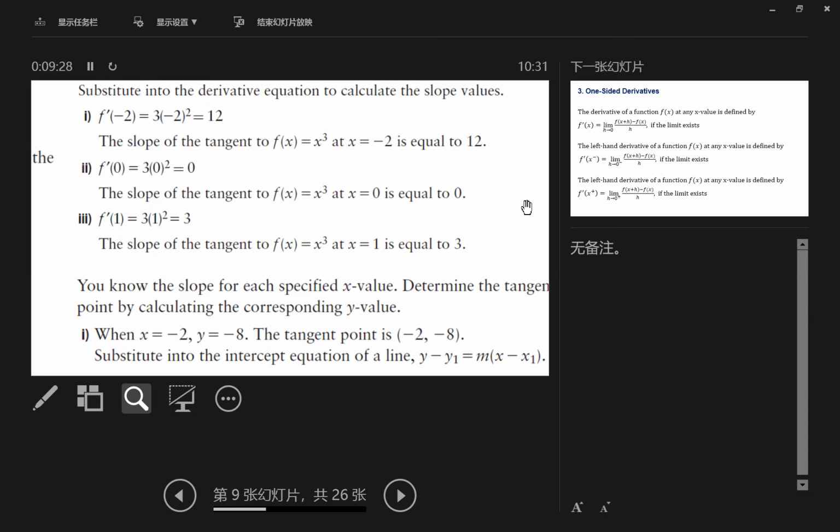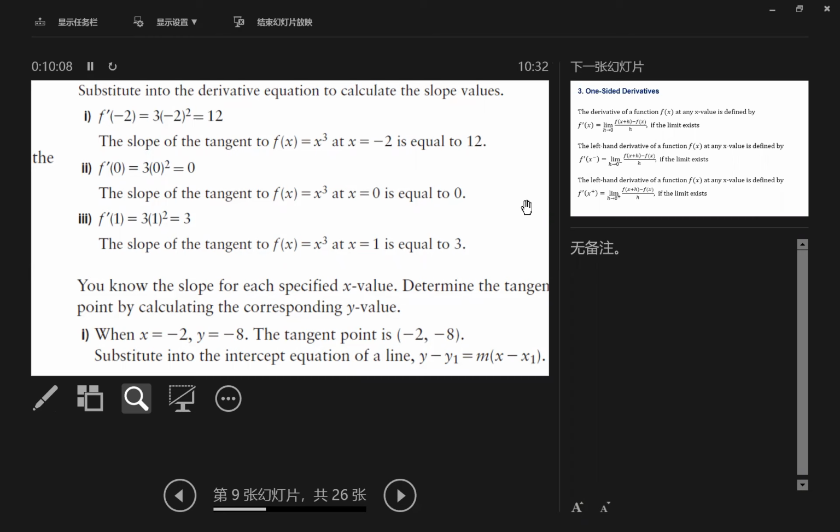So first, the derivative of f(x) at x equals negative 2. That means f prime of negative 2 equals 3 times negative 2 squared, which is 12. That means the slope of the tangent line to f(x) at x equals negative 2 is 12. You understand? And similarly, we have f prime of 0 is 0. That means the slope of the tangent line to f(x) is 0. And f prime of 1 is 3, which means the slope of the tangent line to f(x) is 3.